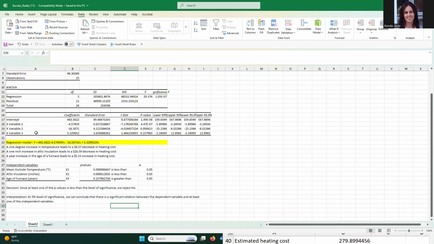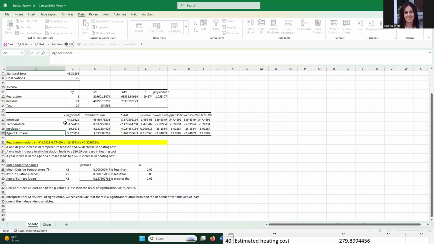If you forget what X1, X2, and X3 are, our first one is temperature. Second one is insulation. And then age of furnace is 3. So I would change those out when you have your output. And then you're going to have your p-values. What you're going to notice, this has an E. An E to the -7 means that is a very small number. That means we're going to move our decimal place over 7 spots to the left from where it is now.